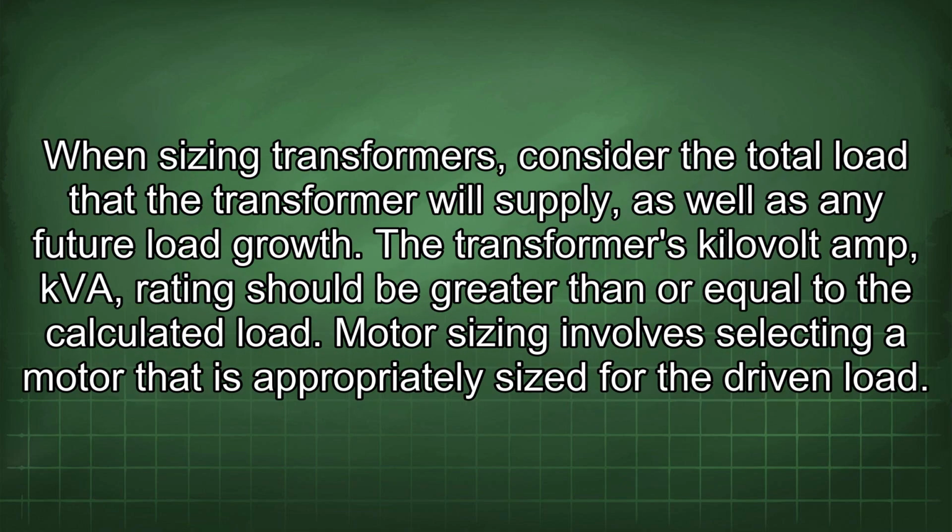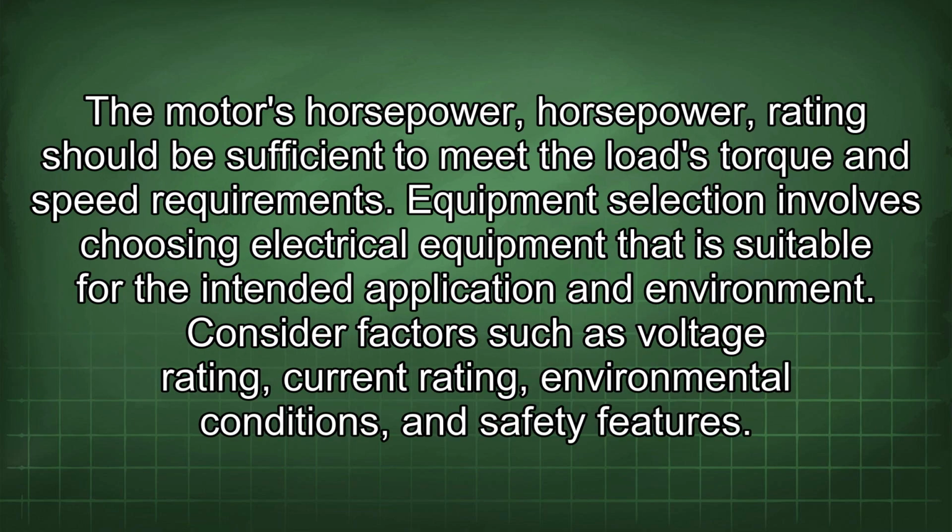When sizing transformers, consider the total load that the transformer will supply, as well as any future load growth. The transformer's kilovolt-amp (kVA) rating should be greater than or equal to the calculated load. Motor sizing involves selecting a motor that is appropriately sized for the driven load. The motor's horsepower rating should be sufficient to meet the load's torque and speed requirements. Equipment selection involves choosing electrical equipment that is suitable for the intended application and environment. Consider factors such as voltage rating, current rating, environmental conditions, and safety features.